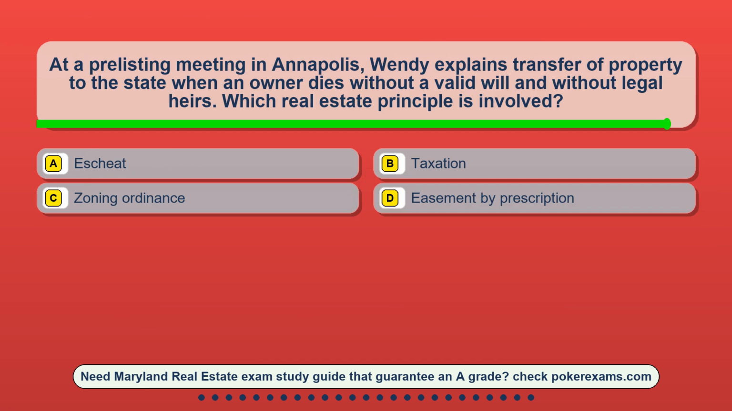Question 8. At a pre-listing meeting in Annapolis, Wendy explains transfer of property to the state when an owner dies without a valid will and without legal heirs. Which real estate principle is involved? Option A, escheat. Option B, taxation. Option C, zoning ordinance. Option D, easement by prescription.